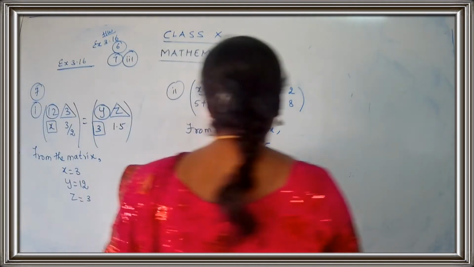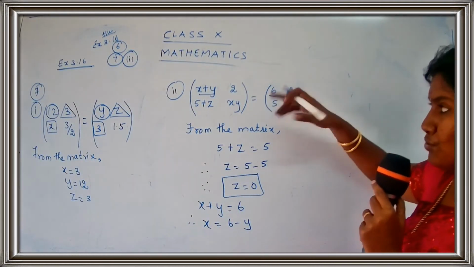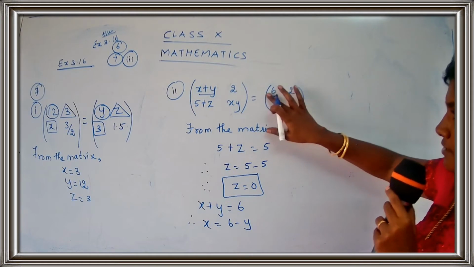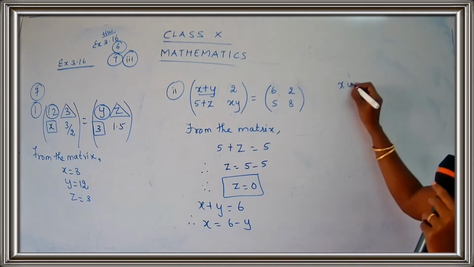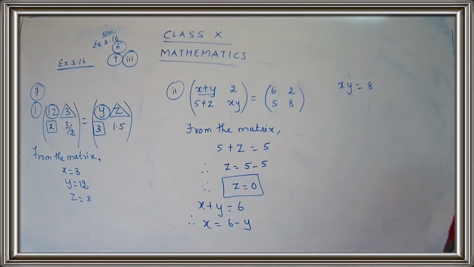Okay. Now let's come to the next one. Here 2 is equal to 2, so we cannot take this part. No need to take this. Let's take the unknown part over here. xy is equal to 8. I hope you are doing the sums along with me children. Try out the sums along with me. Do not waste your time.